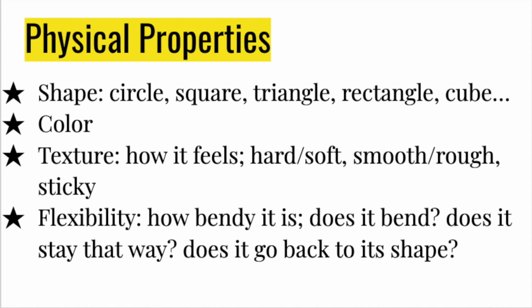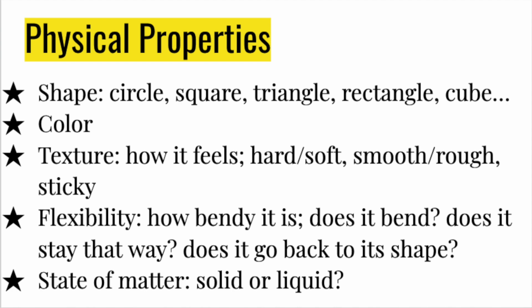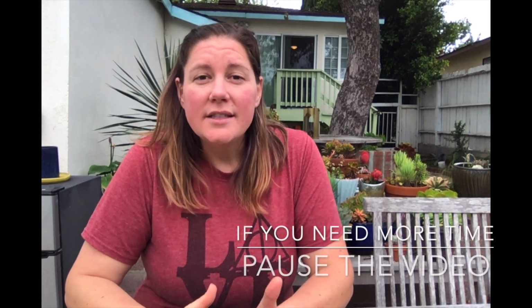Then we talked about flexibility. How bendy is it? Does it bend? If it does bend, does it stay that way, or does it go back to its original shape? And finally, we talked about state of matter. We looked specifically at whether our object was a solid or a liquid. What do you remember about solids and liquids? Once again, turn and tell someone everything you remember about solids and liquids, and then we'll do a quick review.